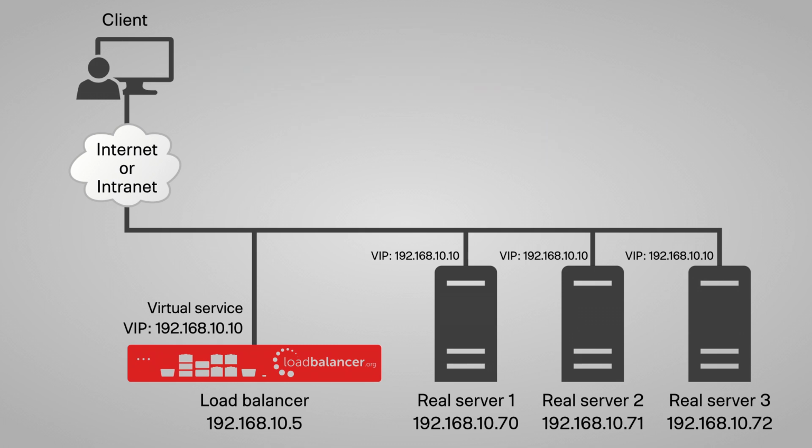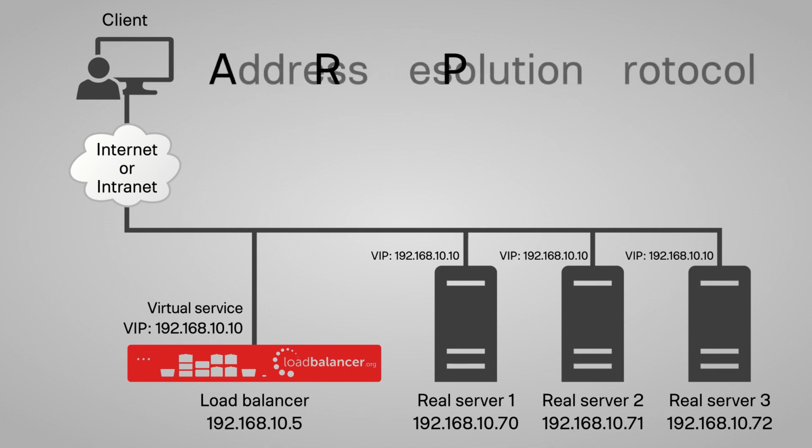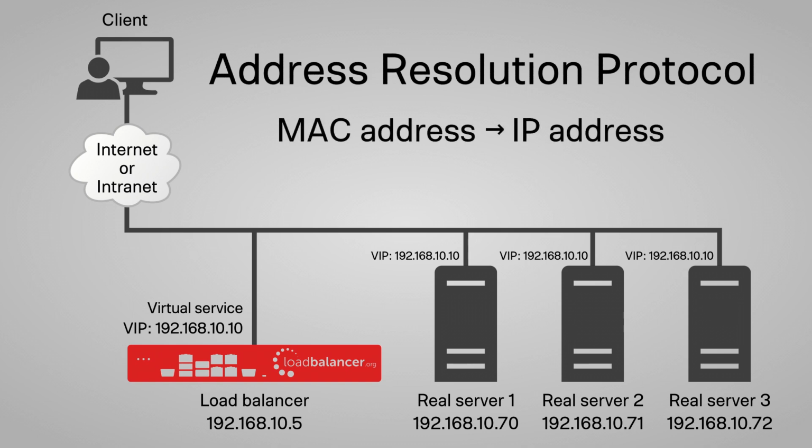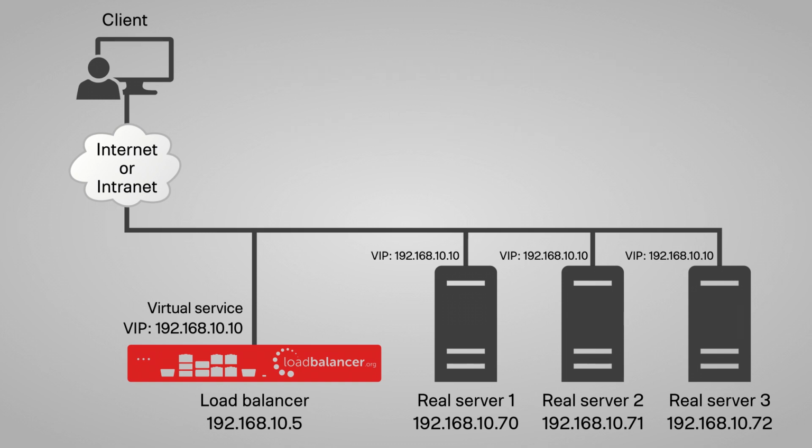Consideration must also be paid to ARP, the Address Resolution Protocol, which is used to discover which MAC addresses are associated with which IP addresses. The real servers must be configured so that they don't respond to ARP requests for the virtual IP address. They also must not use ARP to advertise the fact that they own the virtual IP address. These changes are important to prevent IP address conflicts.